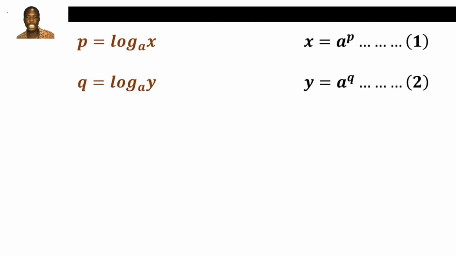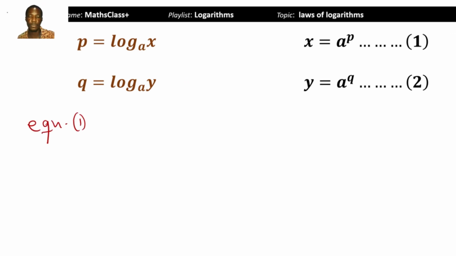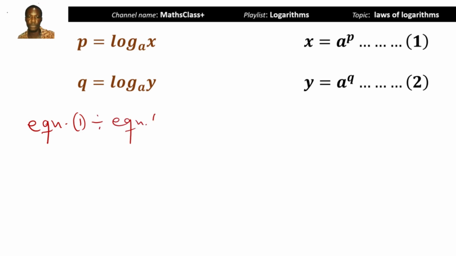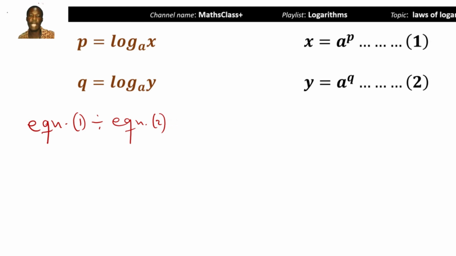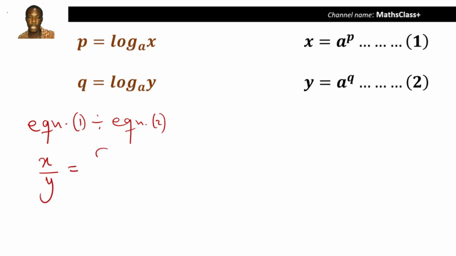Now we go ahead and look at the second law. So with the same condition, now I am going to divide. So I'm doing division of the two equations, equation 1 divided by equation 2. And I'm going to get x over y is equal to a to the power p divided by a to the power q.